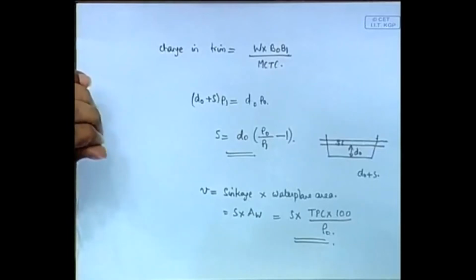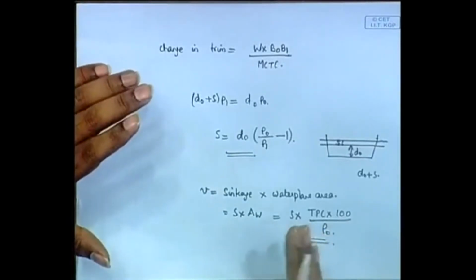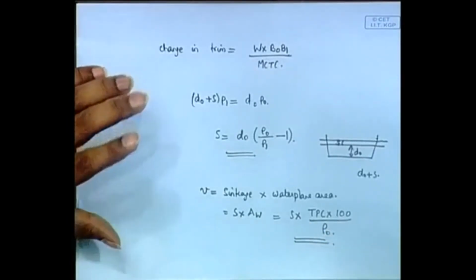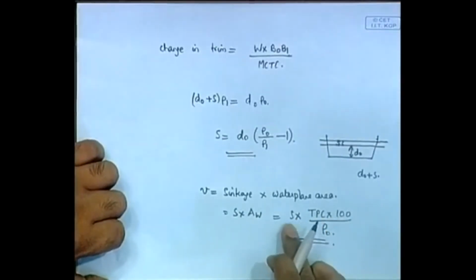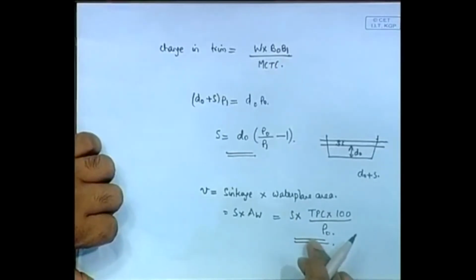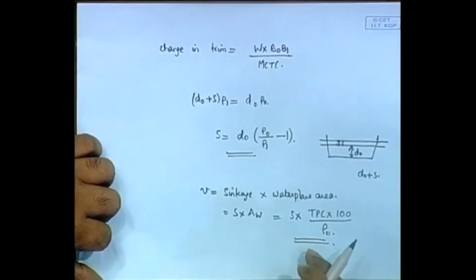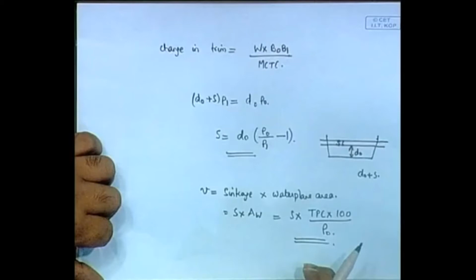So we have seen some methods till now whereby you can find the sinkage. W by TPC is one of them. That is the main way of finding the sinkage. So once you have that, you can use these expressions to find the increase in volume. TPC into 100 by rho naught is AW, the water plane area.